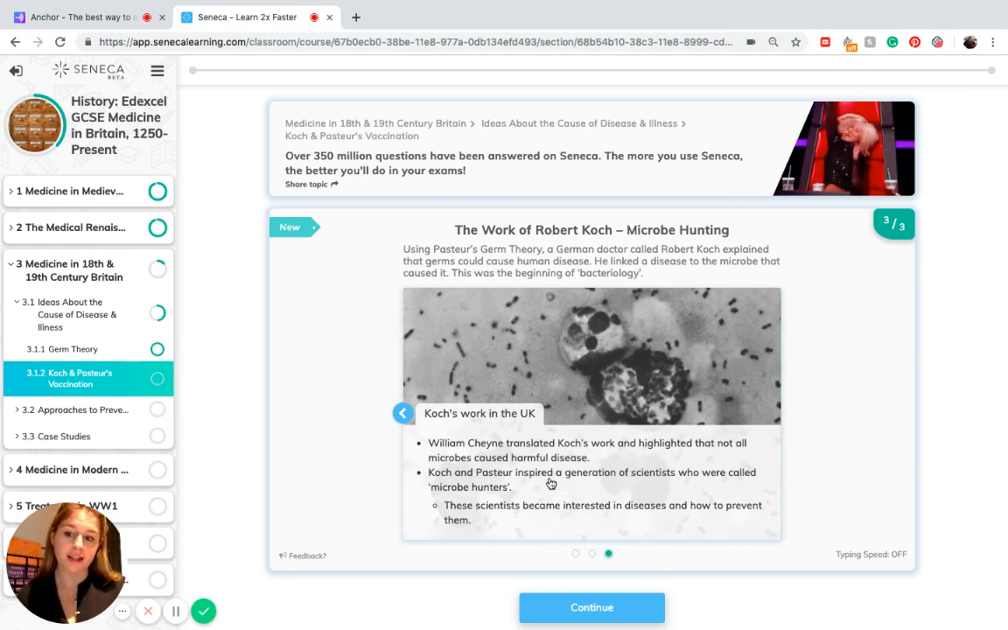Koch and Pasteur inspired a generation of scientists who were called microbe hunters. These scientists became interested in diseases and how to prevent them.